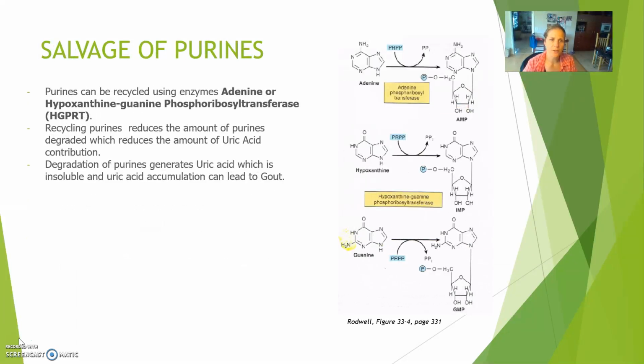So the salvage of purines. Purines can be recycled using enzymes adenine or hypoxanthine guanine phosphoribosyl transferase, HGPRT. And the recycling of purines reduces the amount of purines degraded, which reduces the amount of uric acid contribution.